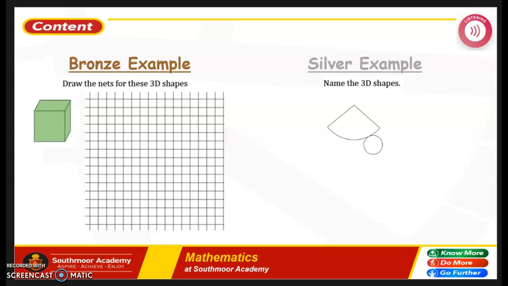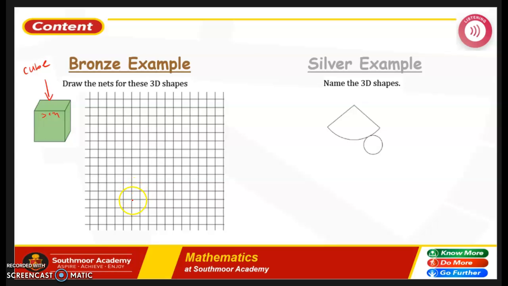Your bronze example then. Using a ruler and a pencil, we are going to draw the net of this cube. So this here is a cube. We are going to draw the net of it. So we're going to imagine the shape is being unravelled, and then we're going to draw how that would look on this piece of paper in front of you. So if we say that this face is about 3 centimetres, we'll say it's a 3 by 3 cube.